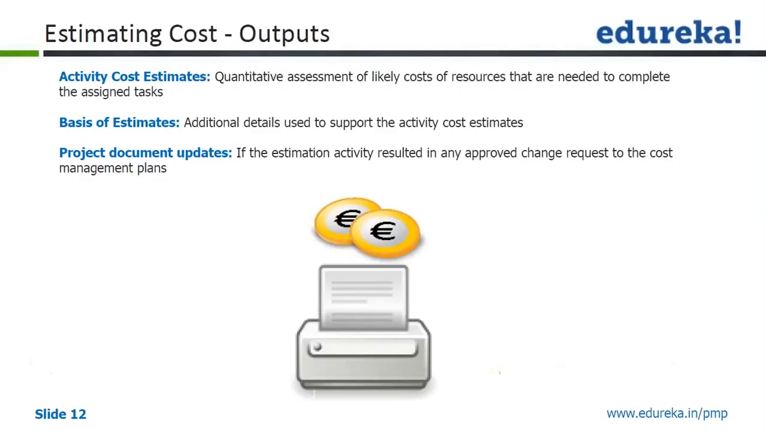Then project documents update, if the estimation activity resulted in an approved change request to the cost management plan, and any other reasons. One of the project documents is activity attributes, which gets updated because now you know the activity-related attribute, which is cost also, activity cost also. So that's about it.